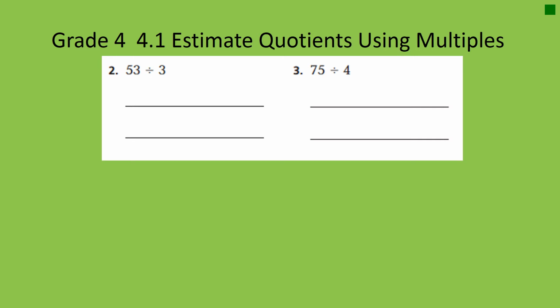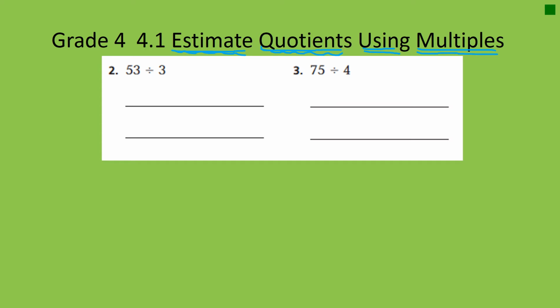So chapter 4, lesson 1, you're going to estimate quotients using multiples, okay? So you know what it means to estimate. You're going to use some good math to get an answer that's pretty close to the actual answer. A quotient is the answer to a division problem, and you're going to estimate quotients using multiples. Multiples are when you multiply numbers.